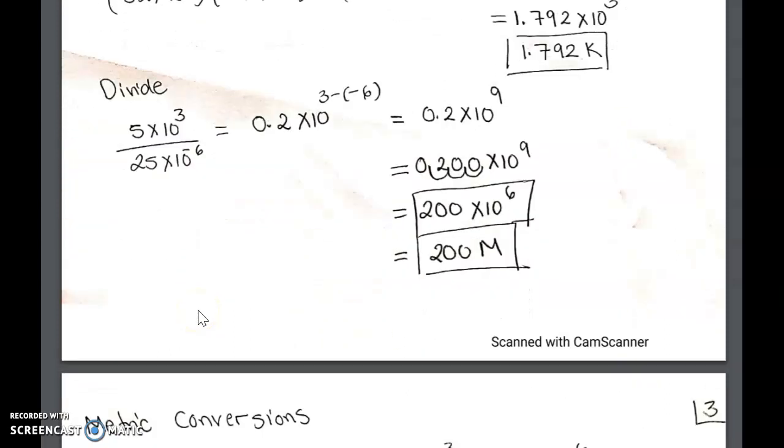Divide is the same thing. For divide, I divide the numbers and then I subtract the exponents, the numerator exponent minus the denominator exponent, and then I get my result. And here it is not engineering notation because the exponent is not a multiple of 3. I have to make it into engineering notation as I did, and it's shown right here.